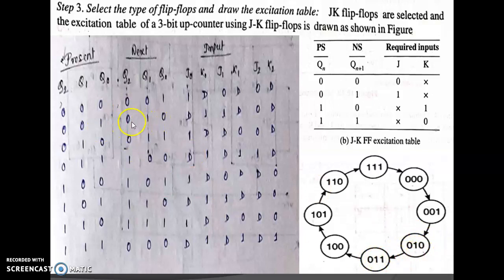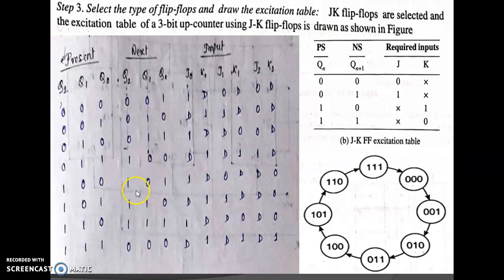Next step, 0, 1, 0 is the present state. The next state is 0, 1, 1. Next step, 0, 1, 1 is the present state. This time next state is 1, 0, 0. Next step, 1, 0, 0 is the present state. Next state is 1, 0, 1.